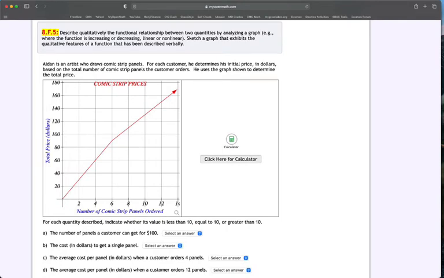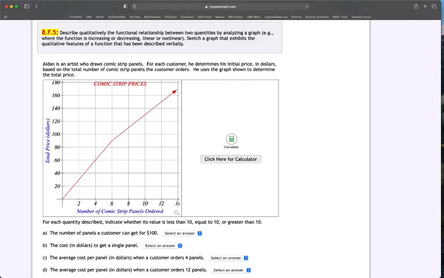Standard 8.F.5 in the functions block of standards in 8th grade: describe qualitatively the functional relationship between two quantities by analyzing a graph. Most of the time that's dealing with some sort of non-linear graph, which is what we have in this situation. So this problem shows the graph of a person who draws comic strip panels. And for each customer, he determines his initial price in dollars based on the number of comic strip panels the customer orders. And of course, the graph shows that situation.